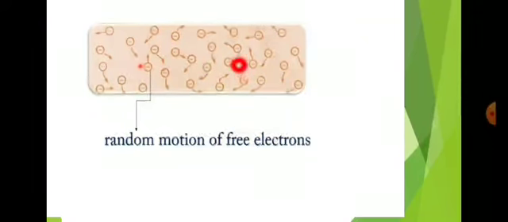Then let us consider the metal. A metal consists of a large number of atoms. Atoms have protons, neutrons, and electrons revolving around. They have a large number of electrons. The electrons in the outermost shell are the free electrons. These are free to move in random motion.